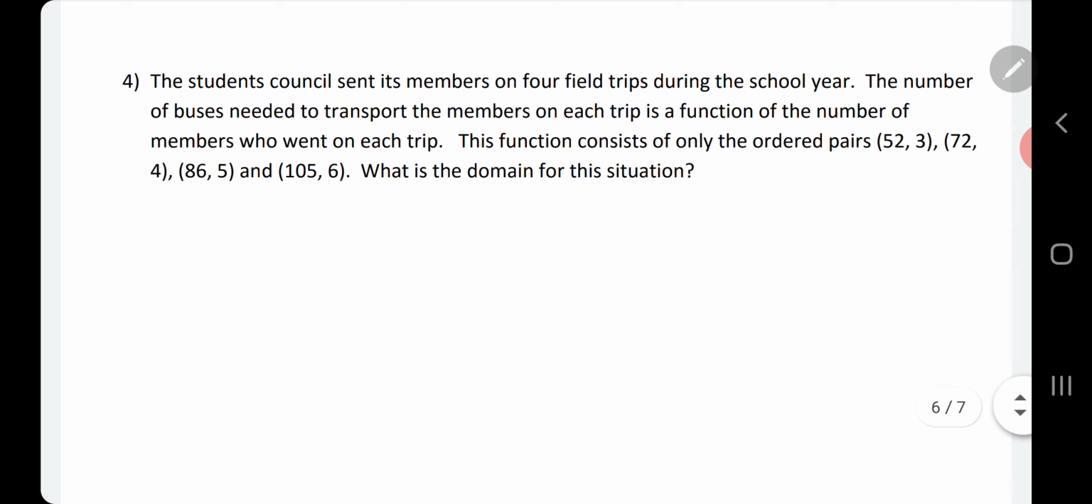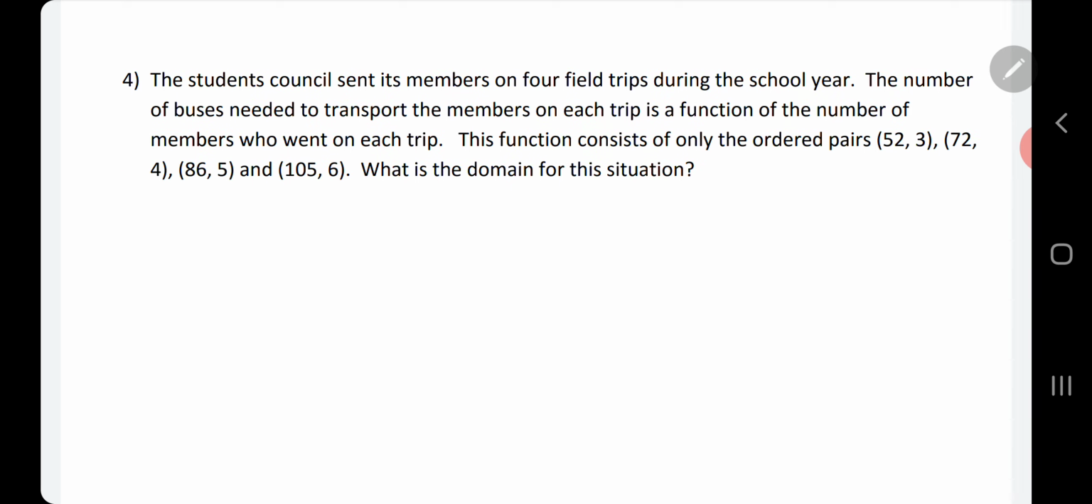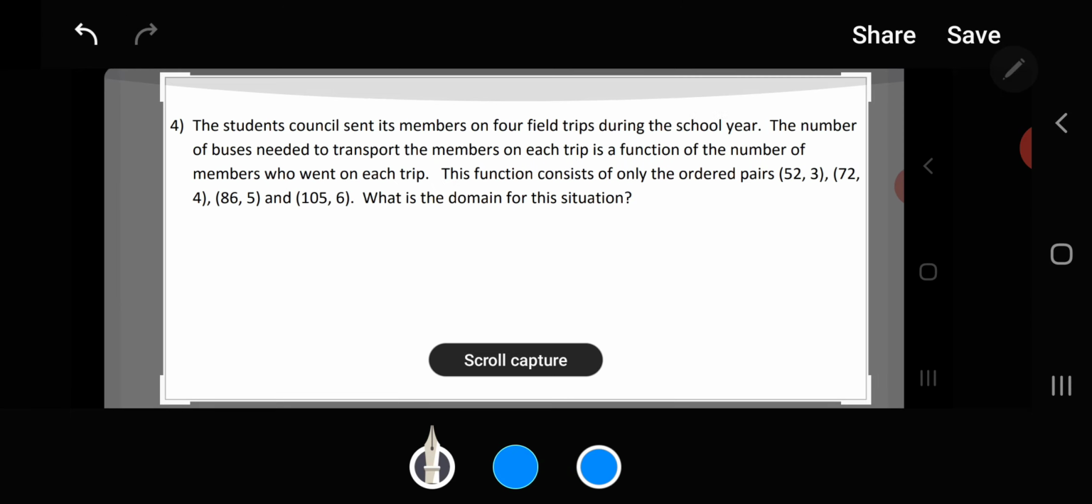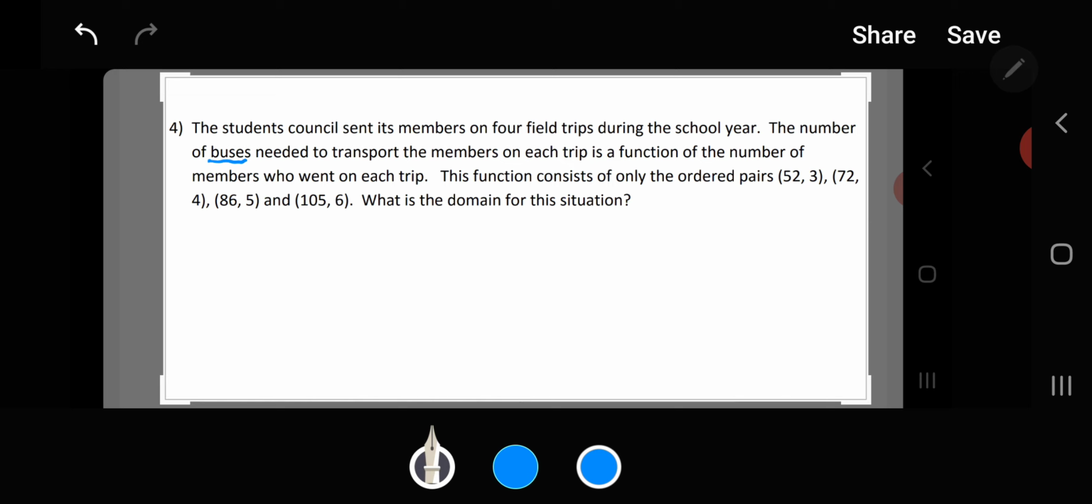Okay, next one. It says the student council sent its members on 4 field trips during the school year. The number of buses needed to transport the members on each trip is a function of the number of members who went on a trip. So the buses are dependent. So the buses depend on the members. So my members are my x values, are my domains, and my buses are my dependent or my range values, aka my y's.